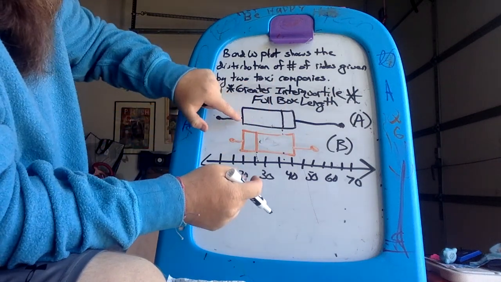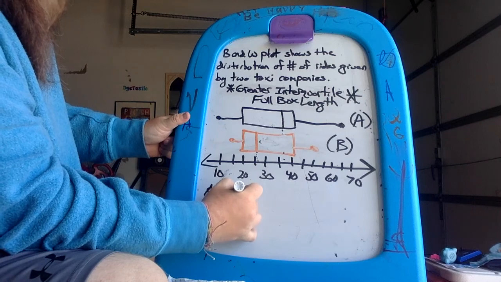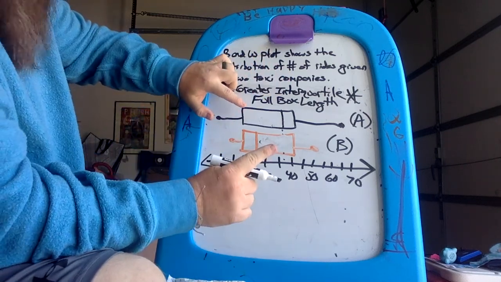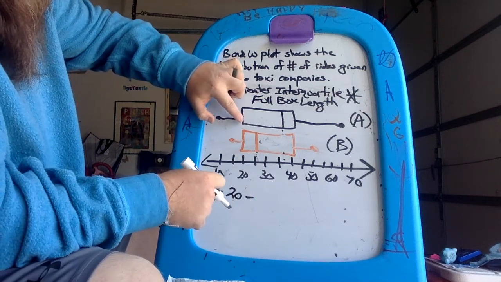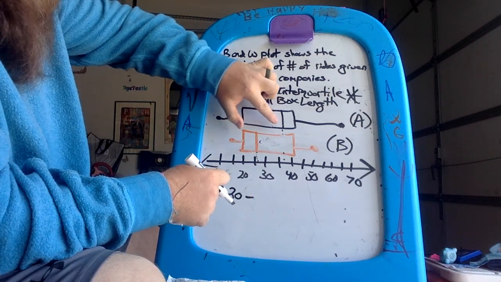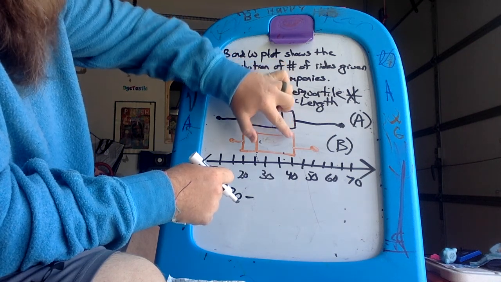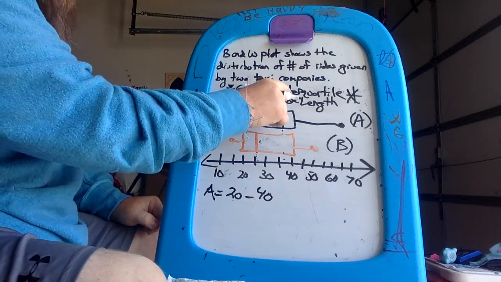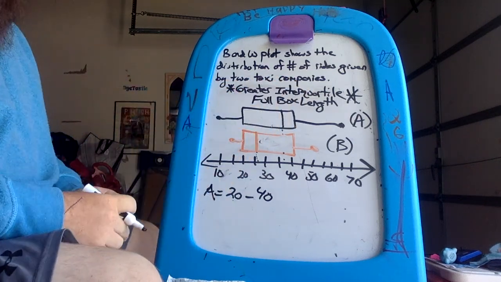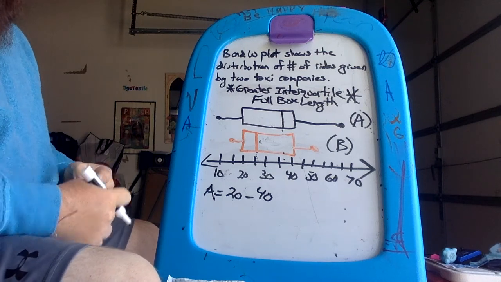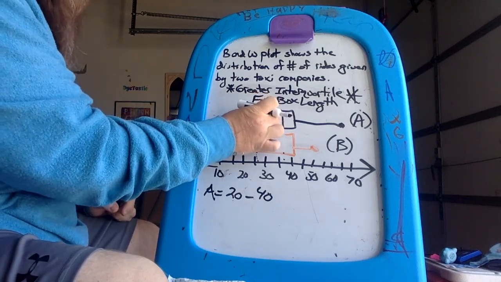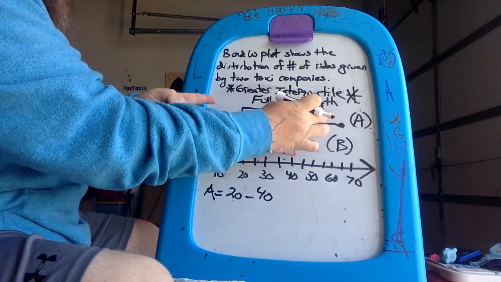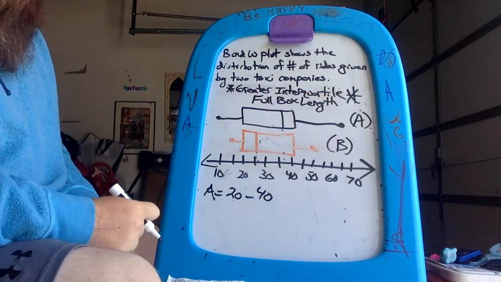We know that company A starts at 20, so we're going to put 20 here, about 20 rides, because that's what it's asking. And then it goes to the full box length, right? So we've got 20, 25, keep moving, keep moving, stop. And it goes to 40. Again, greater interquartile, which is the full box length. That's the main focus. Don't get thrown off when it says interquartile, when people just think of inside the box. You're looking at the interquartile of the box between both whiskers, okay?